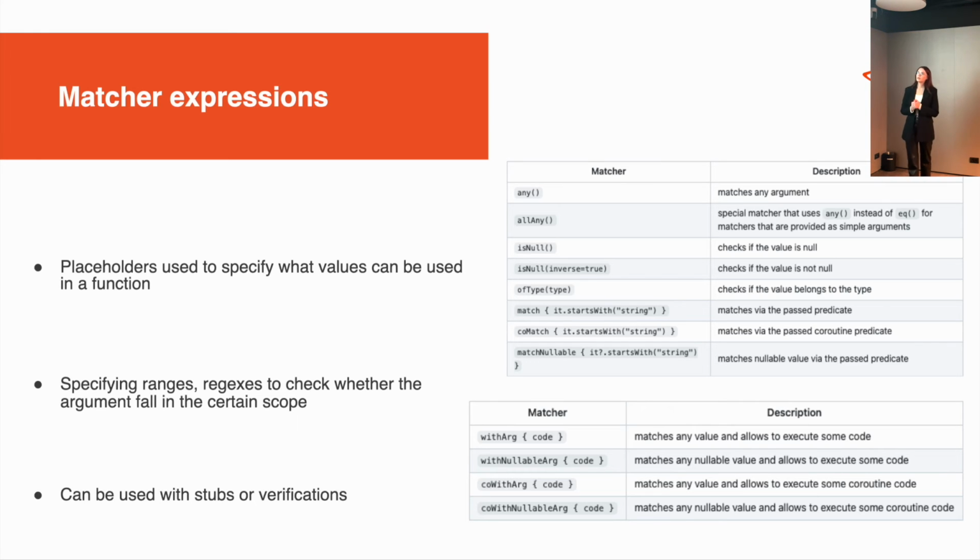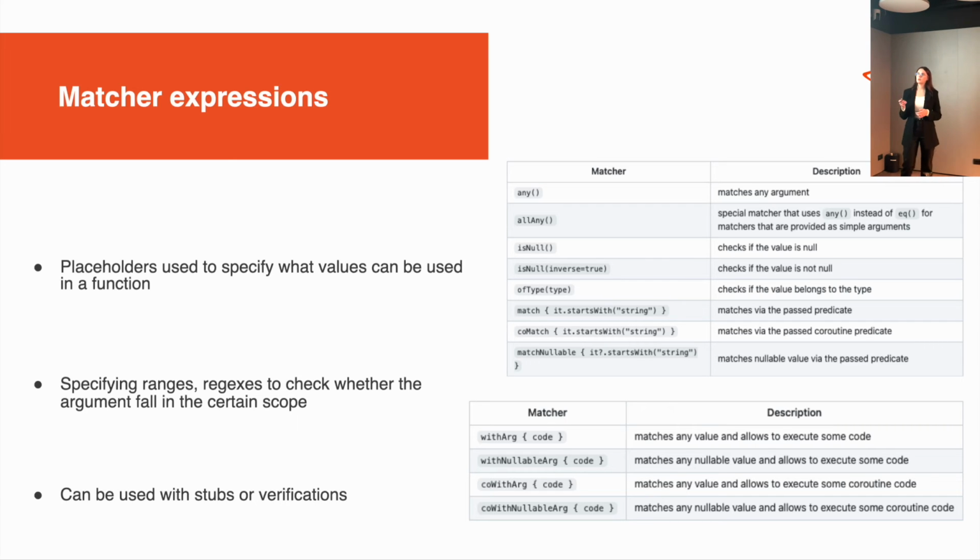Now another thing that can be used with these verifications, but also with stubs, is matcher expressions. And I put some here, so there is a large list of these matcher expressions, and you can find them in the GitHub profile of this repository. So matcher expressions are placeholders that are used to specify which values can actually be used in a function. So we can have more control over the variables that get passed into the function.